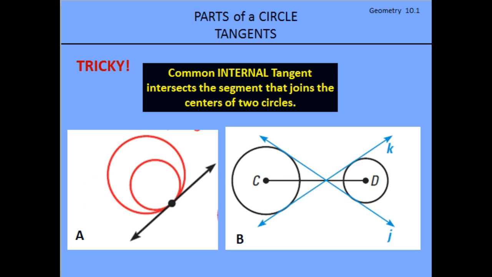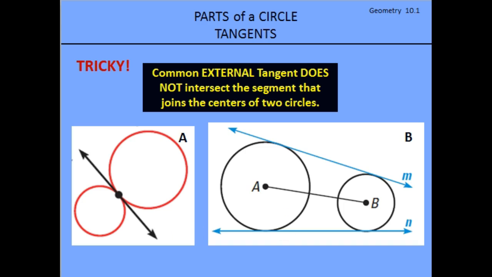Okay, let's look at the external ones because there's a little bit of trick there too. A common external tangent, these are very obvious because you can just look at them and you think you know. But here there are other common external tangents. It does not intersect the segment right here, but there's a point of tangency here and a point of tangency here. So this is tangent to both circles. That's a common external tangent. They have that tangent in common.